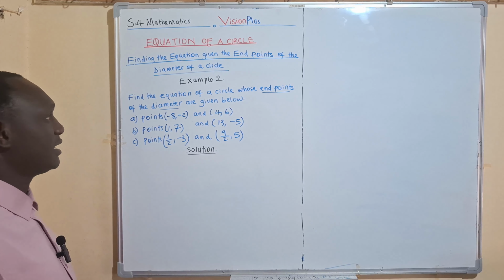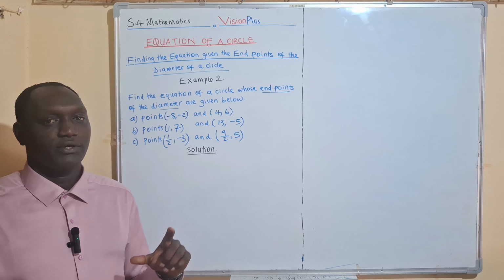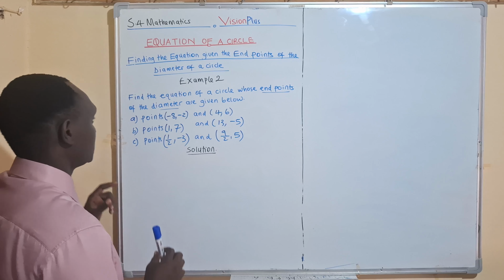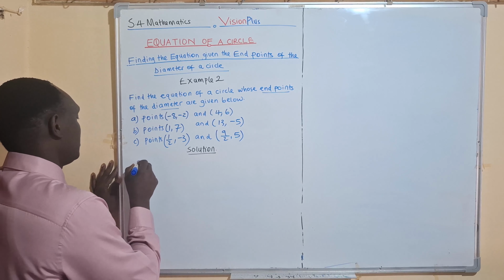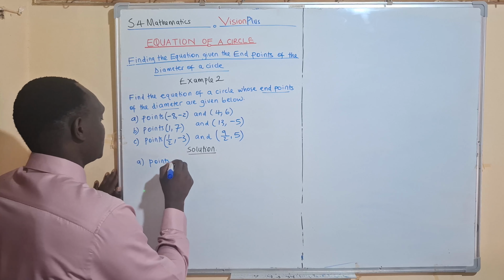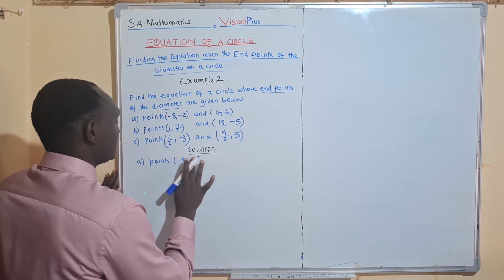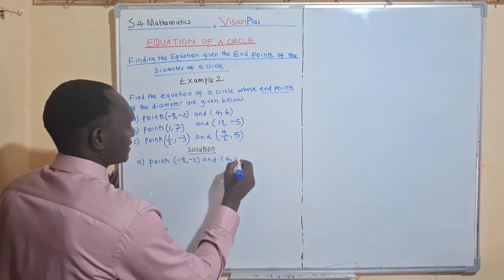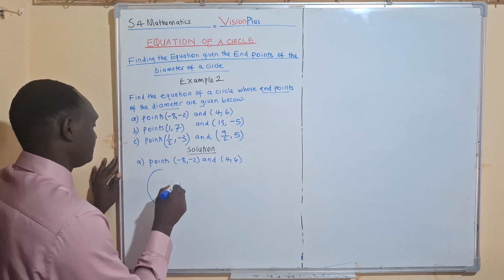We are looking at how we can find the equation of a circle when we are given the endpoints of the diameter of a circle. Example 2 says that we are given 3 pairs of points. Part A, we are given the endpoints of the diameter of a circle as (-8, 2), (-8, -2), and (4, 6). So for us to easily visualize it, we sketch a circle.